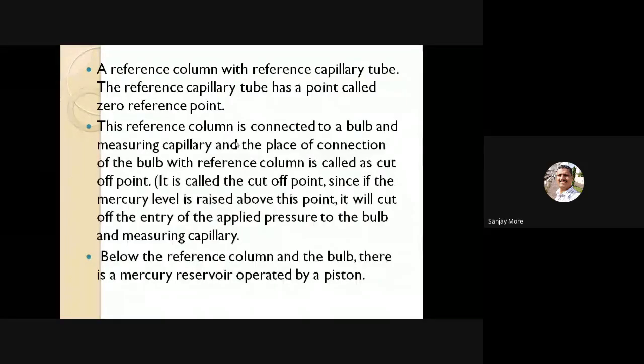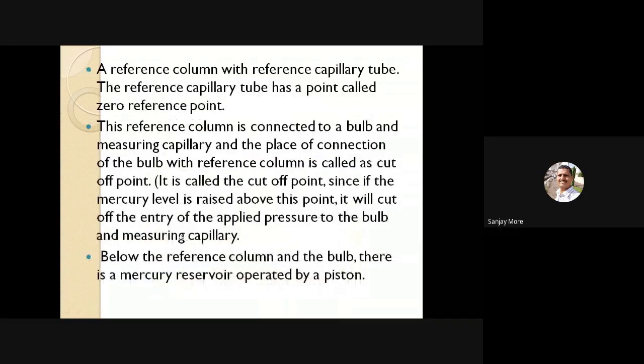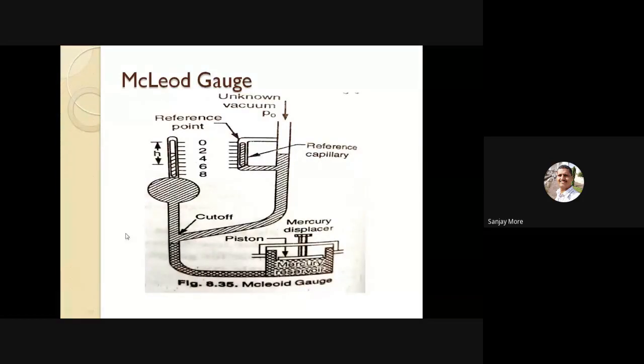Here, this reference capillary and this bulb are connected to this reference point. This point is called the cutoff point, since if the mercury level is raised above it, it will cut off the entry of the applied pressure into the bulb and measuring capillary. If this mercury moves upward, it prevents the gas from coming inside this vacuum.